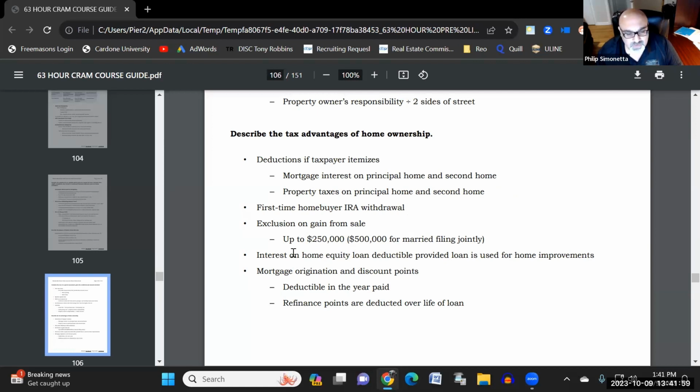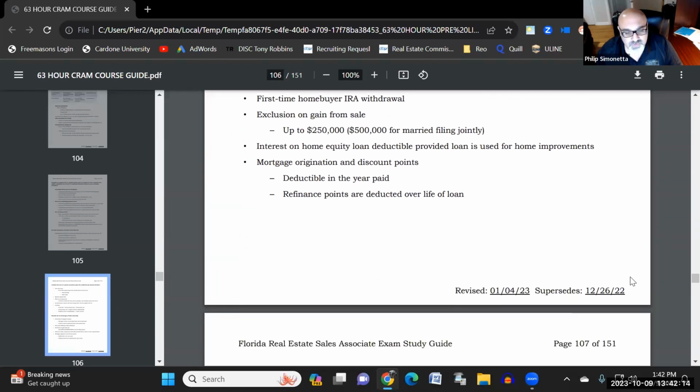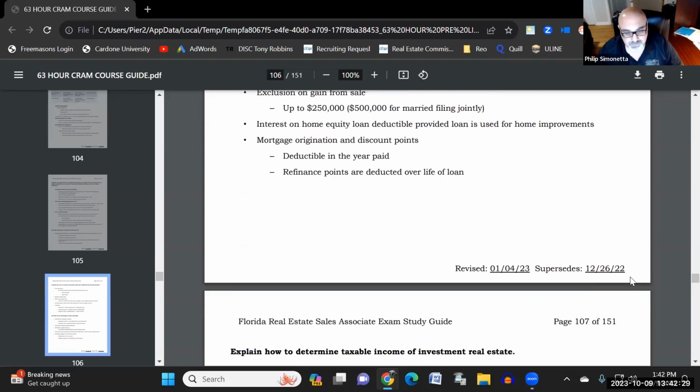Exclusion of gain from sale. If you're single, the first $250,000 profit is free from tax. And if you're married, the first $500,000 is free from tax. Interest on home equity loans is deductible, provided the loan is used for home improvements. Mortgage origination and discount points are deductible in the year paid. Refinance points are deductible over the life of the loan. So if you're buying a house, you write off all the points. If you refinance it, it's broken down over the years of the loan. Okay.